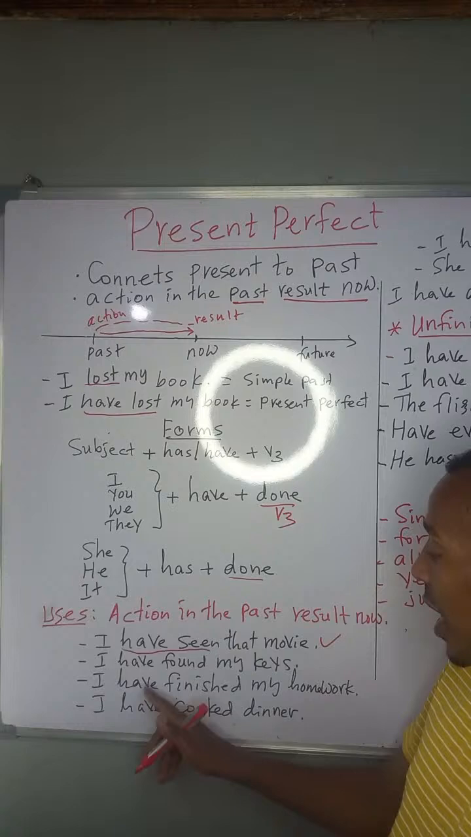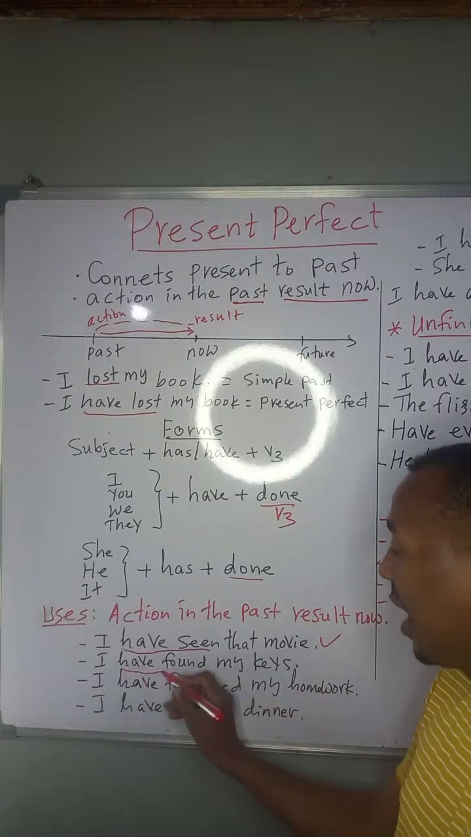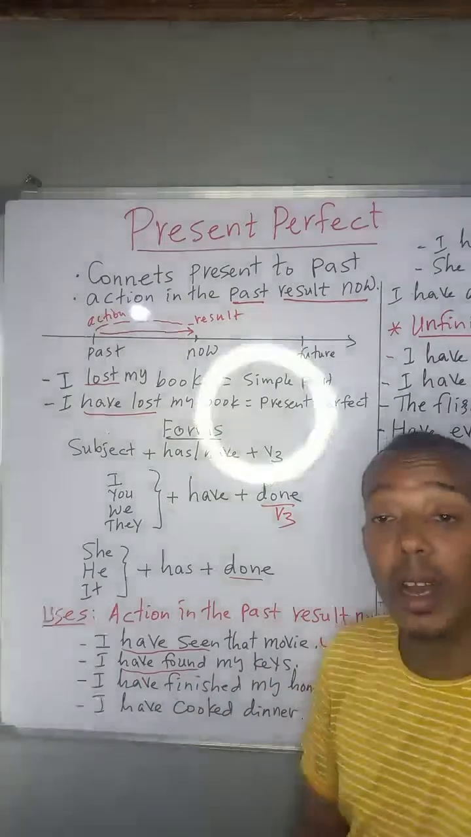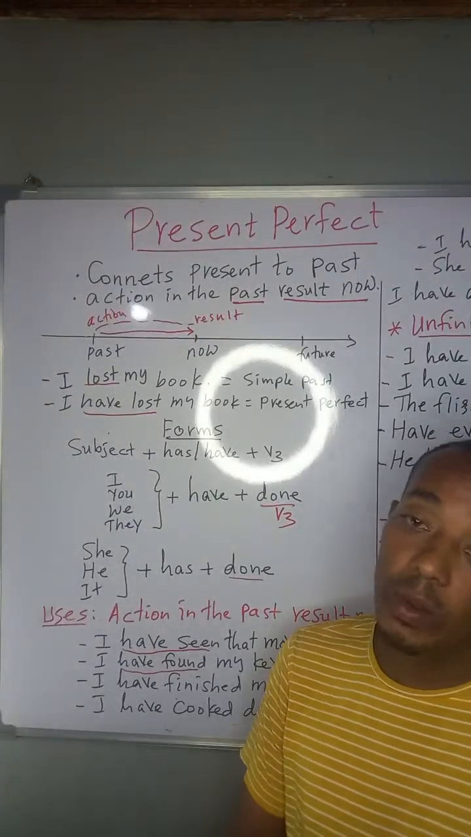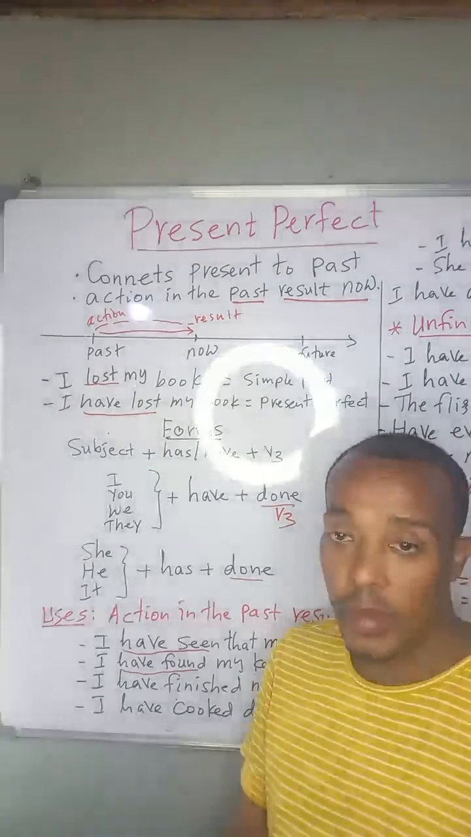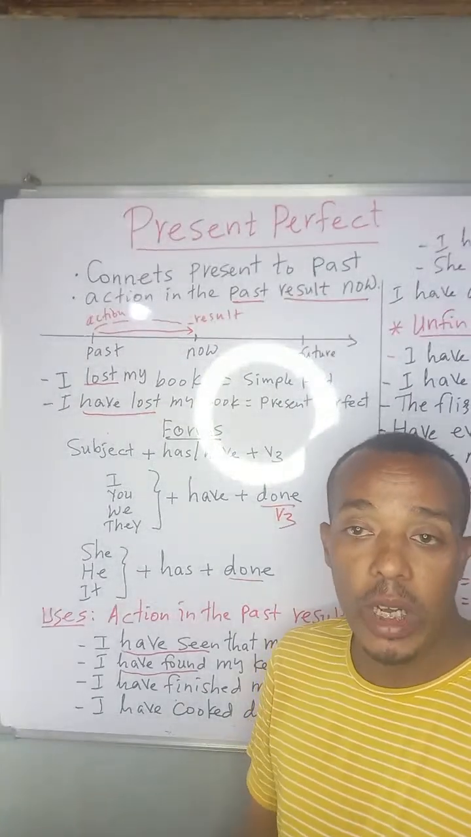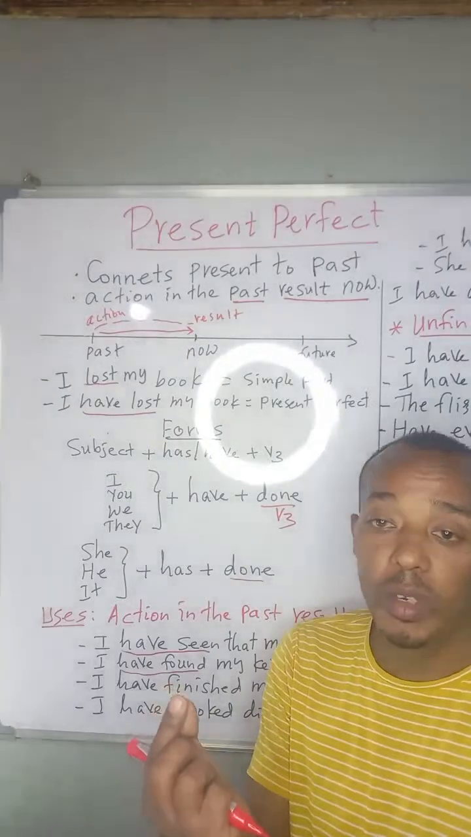I have found my keys. An action already done in the past, which means the key is with me now. I don't have any problem. I'm not looking for my keys because the key is with me now.